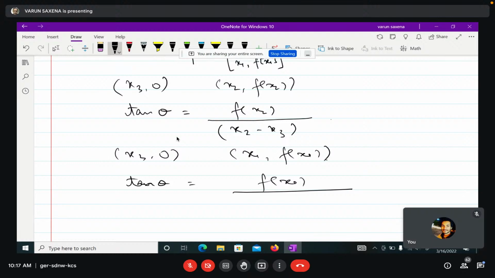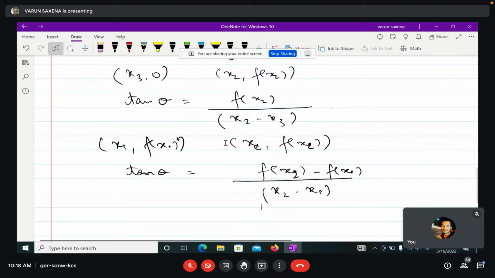Sorry, let's not take this. You have x3 at 2 places. Let me do it in such a way that x3 is at only 1 place. So let's not take this point. Let's take this point. So this is f(x2), x2 here, and let us take x1 and f(x1), the initial point. Then this becomes (f(x2) minus f(x1)) divided by (x2 minus x1). So that x3 comes only once, so that we can get the value easily. Of course, you could have taken (x3, 0) and (x1, f(x1)) also, but then x3 would have come at 2 places.